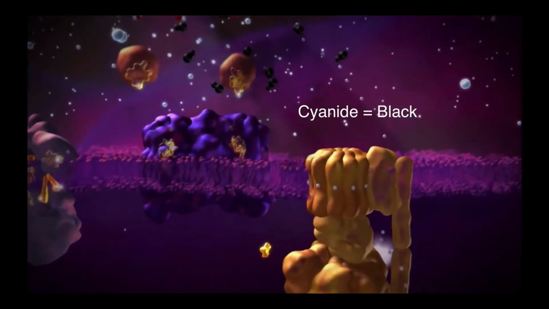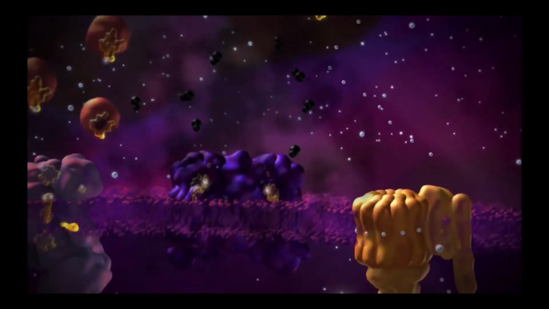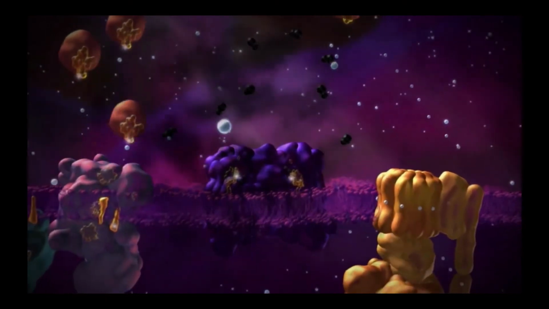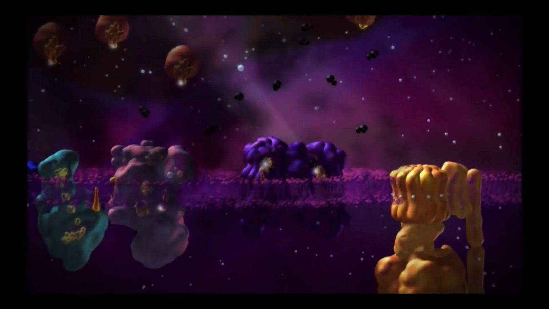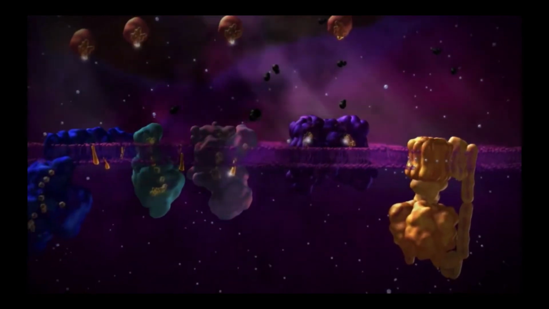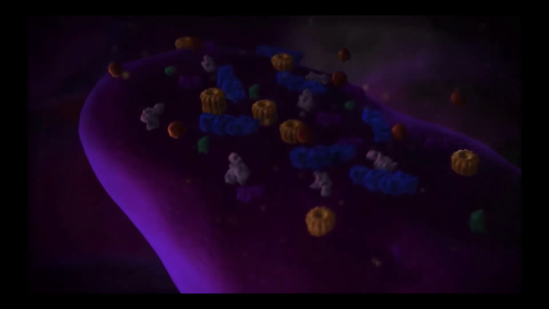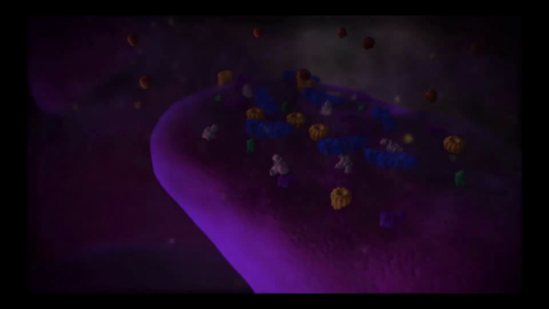When cyanide is ingested or inhaled, it inhibits the protein cytochrome C oxidase. This backs up the whole chain, and ATP production stops. Within minutes, cell death can occur.